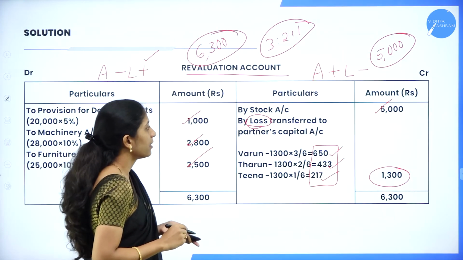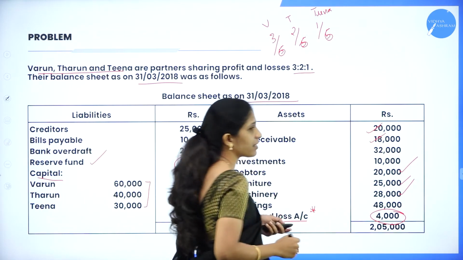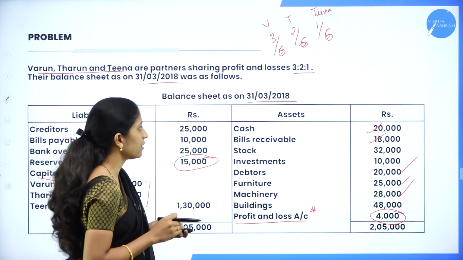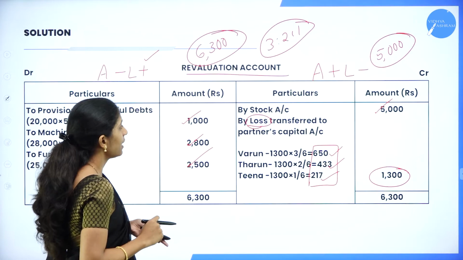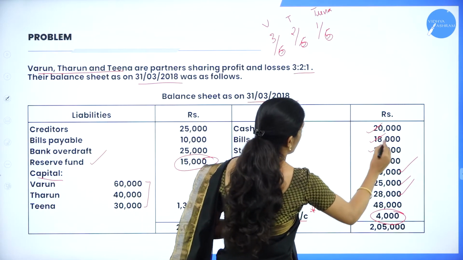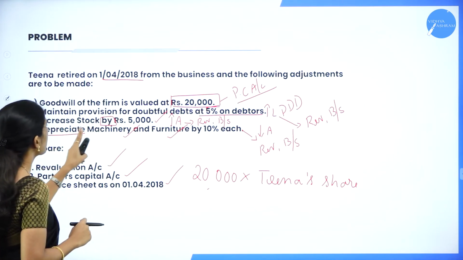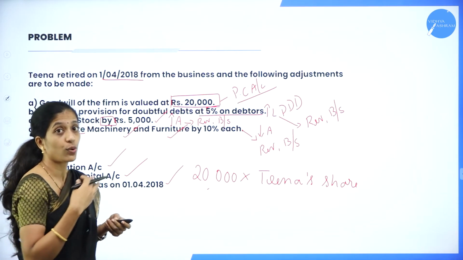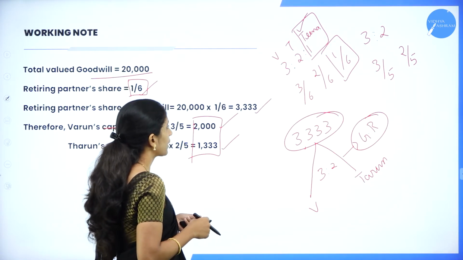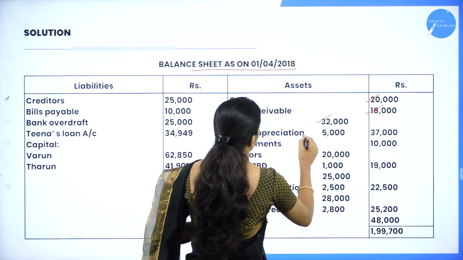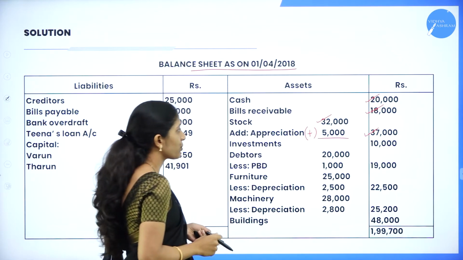Next item is bills receivable. There is no increase or decrease in bills receivable, so we'll write the same amount, 18,000. And the next one is stock. So let us see. Stock 32,000, and see the adjustment here. They have given an increase in stock by rupees 5,000, in the sense of appreciation. So we have to add that 5,000. So how to record? Stock 32,000, add appreciation of 5,000, so you'll get 37,000.